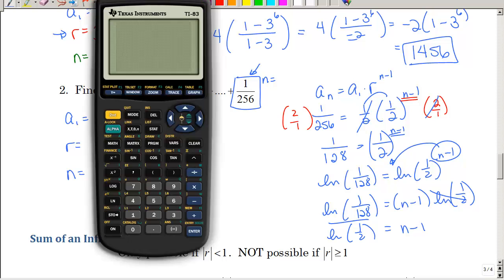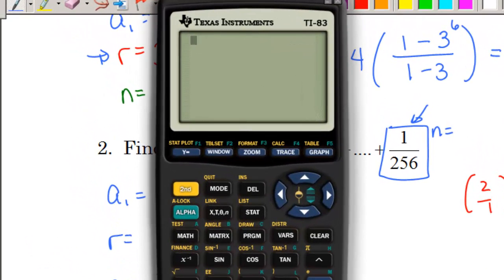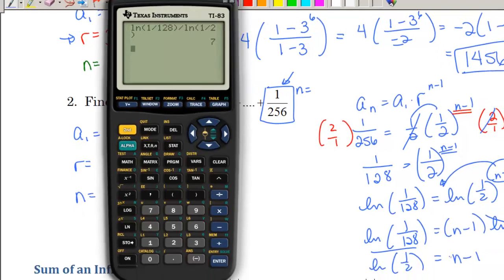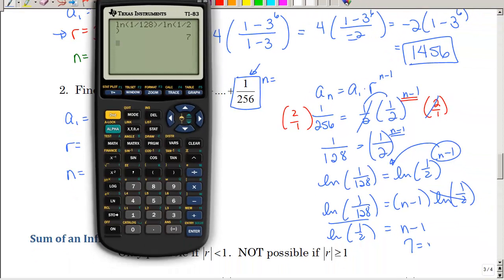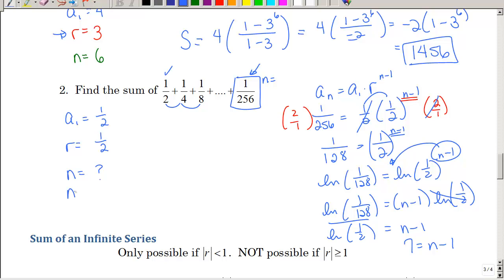And get my calculator out. So I have the natural log of 1 divided by 128 divided by the natural log of 1 divided by 2. Be careful of all those parentheses, and I get 7. So 7 equals n minus 1. So that tells me n is 8. Could you have figured that out another way? Probably so. Just trying to review some skills that you may need for future math courses.